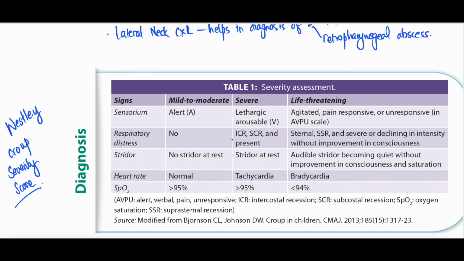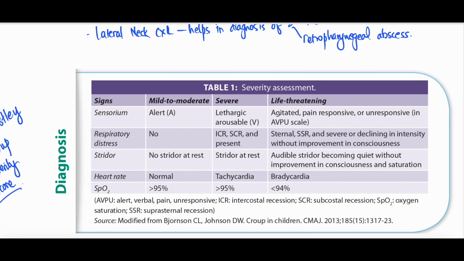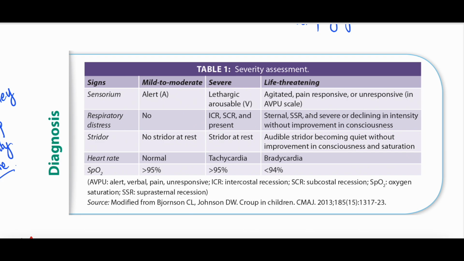So we can divide it into mild to moderate, severe, or life-threatening. Life-threatening is the one in which the patient is in a very critical condition and needs to be in the ICU, and might need ventilation at any moment. It really needs ICU care for severe and life-threatening cases. Whereas mild to moderate cases can be observed in the emergency for 4 to 6 hours and can be planned for discharge. However, if we see severe signs, we need to hospitalize, and we need to keep the child in the ICU if the life-threatening signs are present.